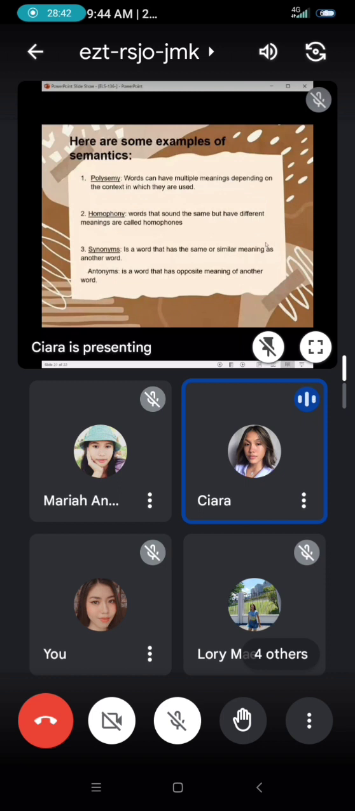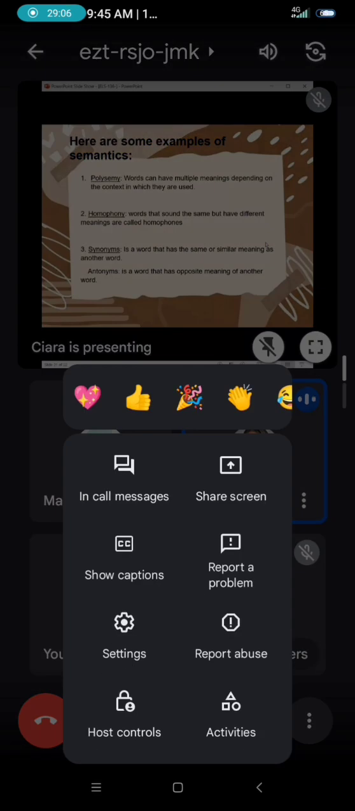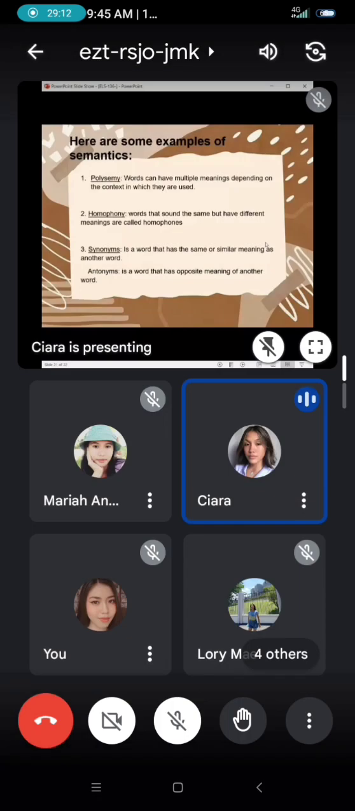So next, here we have examples. Here are some examples of semantics as a focus on the study of word meanings. First, we have polysemy. Polysemy: words can have multiple meanings depending on the context in which they are used. For example, the word bank can refer to a financial institution, the side of a river, or a slope or incline. So that is polysemy.